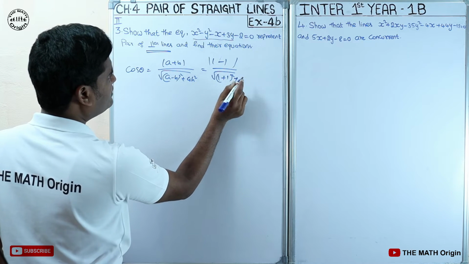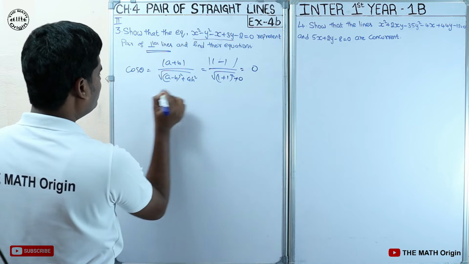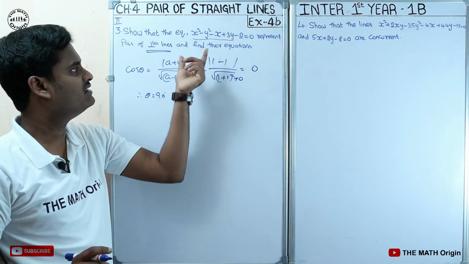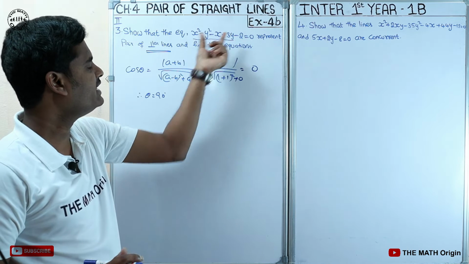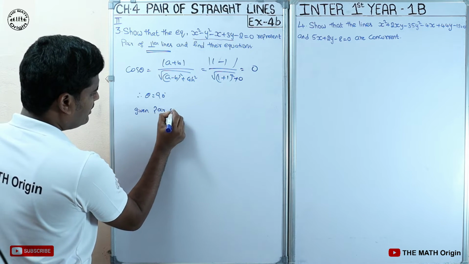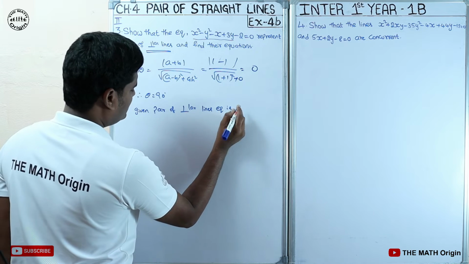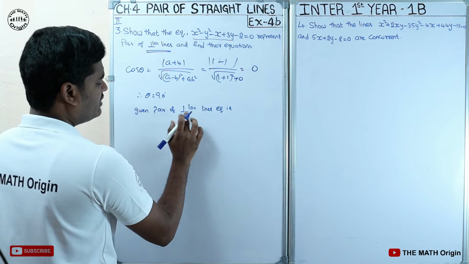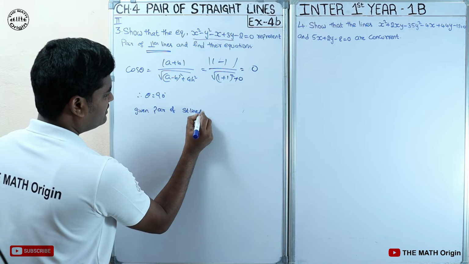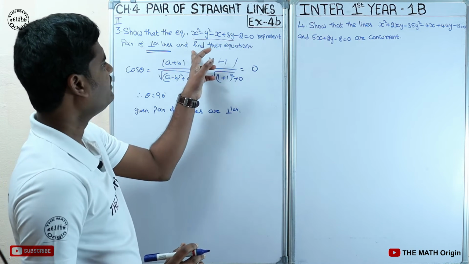plus 1 whole square plus 2hxy is 0. Okay, now the numerator value is 0. Therefore theta is equal to 90 degrees. Therefore it represents that the given pair of straight line equations are perpendicular to each other. The given pair of straight lines are perpendicular. Okay, now it is done, and find their equations.